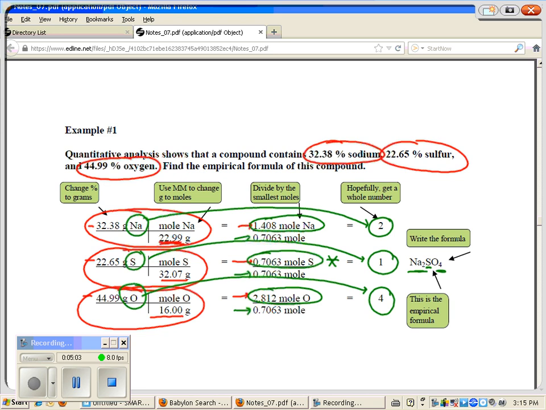That gives me my empirical formula, Na2SO4. I want you to notice that empirical formula is a formula. It is not a number. It's not a math answer in the form of number and units. Now, I'm going to clear the sheet and go to the next page.